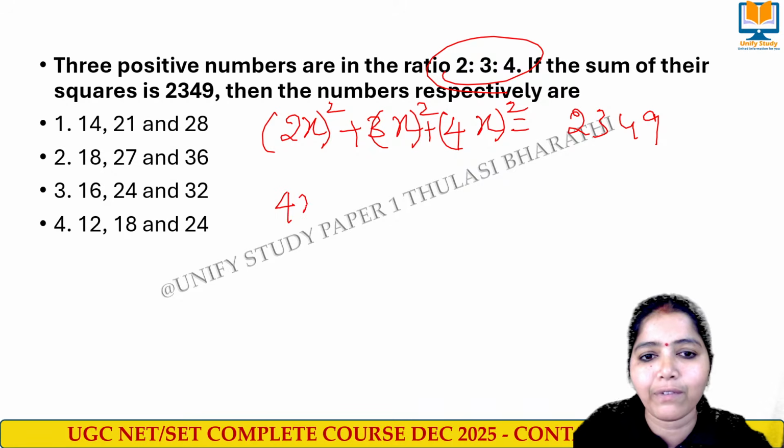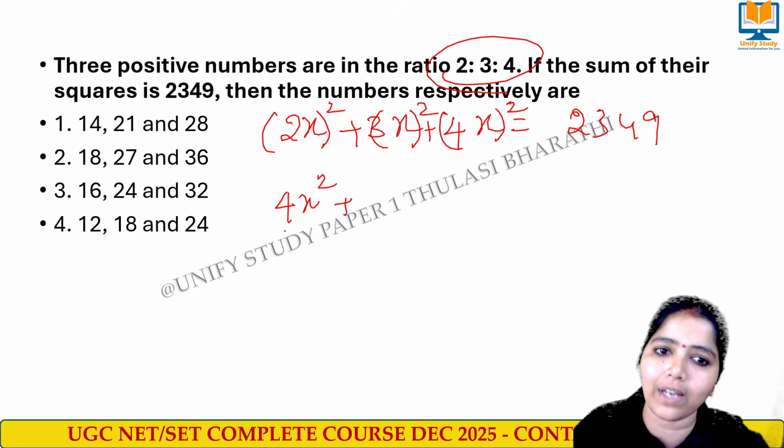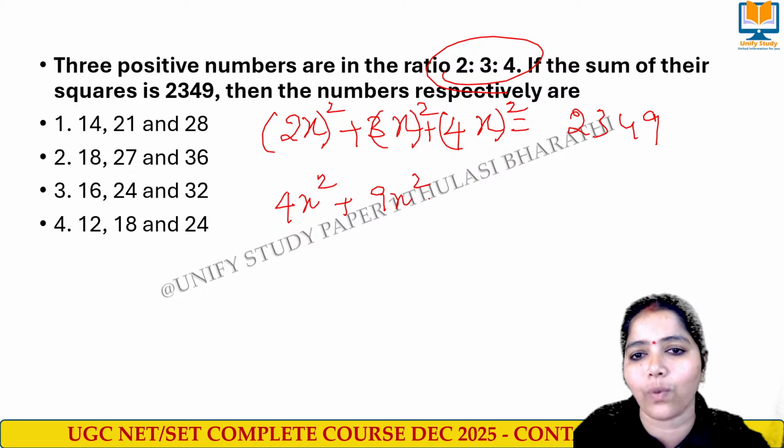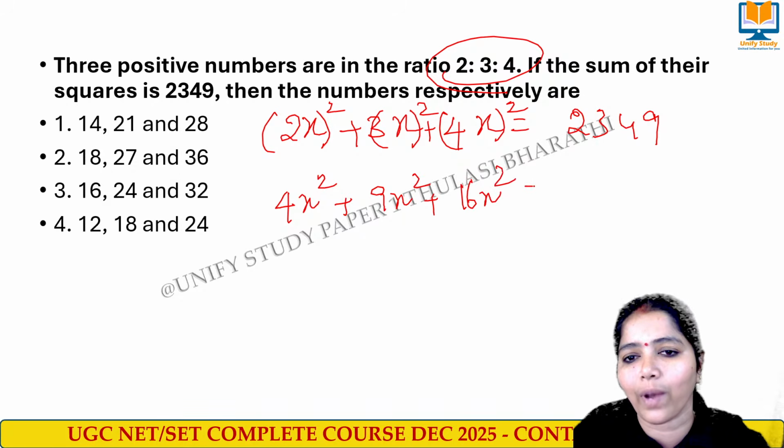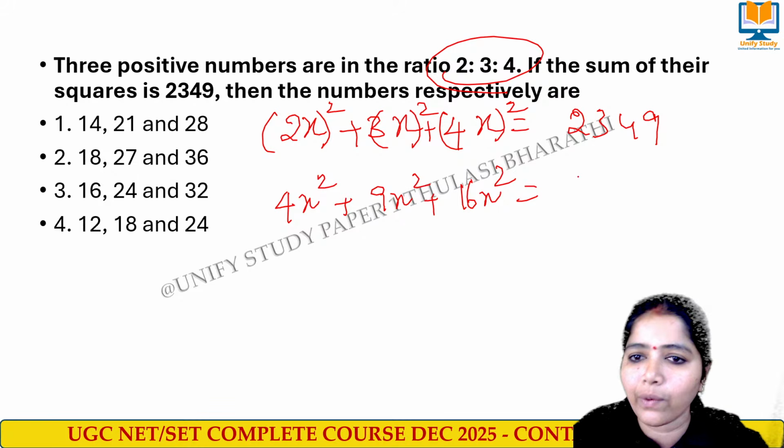So this is nothing but 4x squared. 2, the whole square is 4, right? And this is 9x squared. And this is 16x squared. Yes, very good. Come on, do it. You will be able to do it.